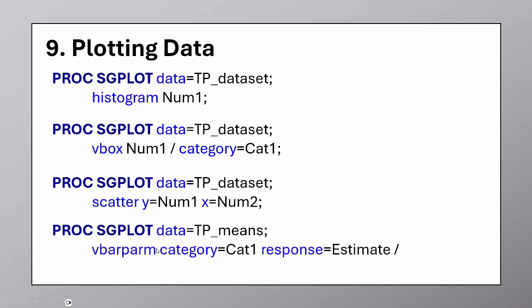And you're going to use vbar parm, so vertical bar plot with parameters. Your category is going to be whatever categorical variable you're comparing across. Your response, typically with how you run a model, it's going to call this variable estimate, which is essentially the mean. It's usually what you're applying your means, and then you can have a backslash and have a lower and upper confidence interval for the actual error bars.